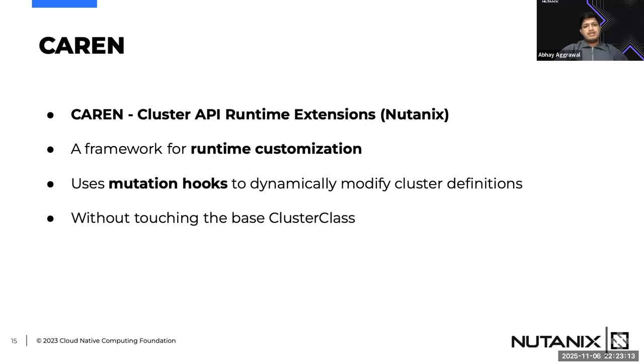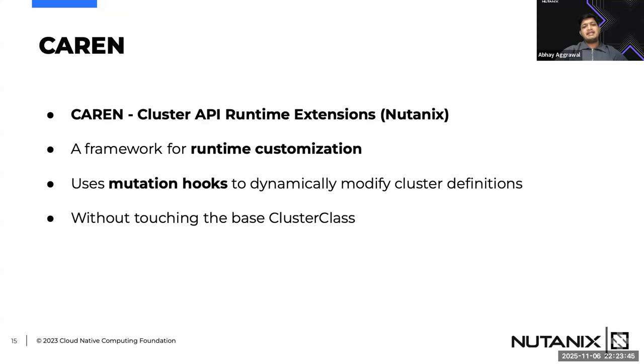CAREN leverages mutation hooks, which intercept cluster reconciliation to apply changes or patches dynamically to cluster resources, such as machine deployments and cluster specifications. Instead of editing the ClusterClass YAML templates directly, mutation hooks apply overlays or patches when the ClusterClass is being reconciled. This maintains the integrity and the reusability of the base ClusterClass while allowing customization for specific deployments.